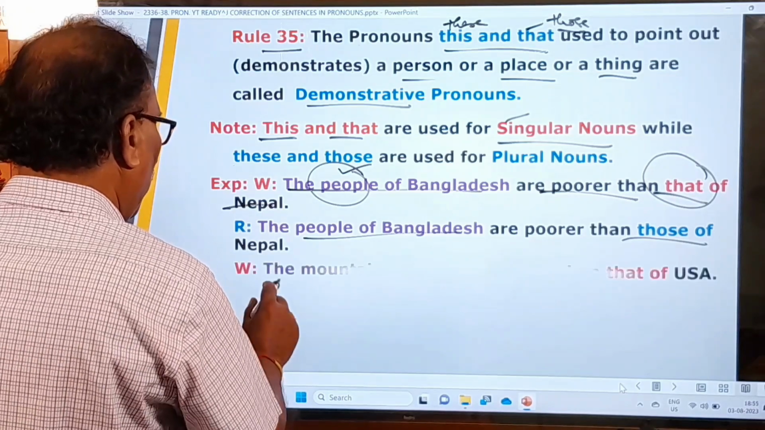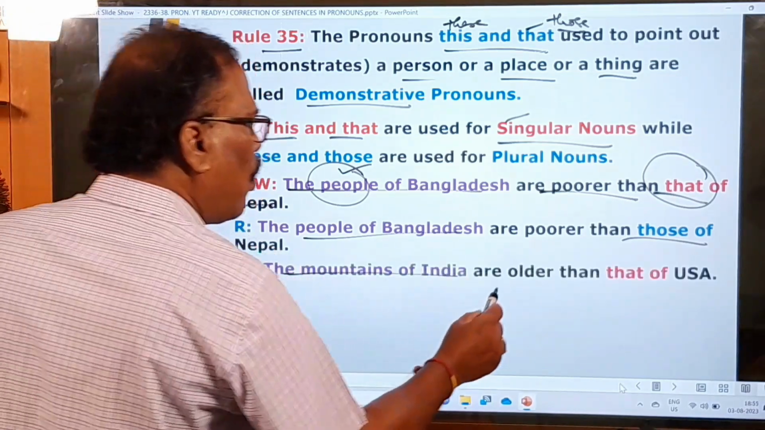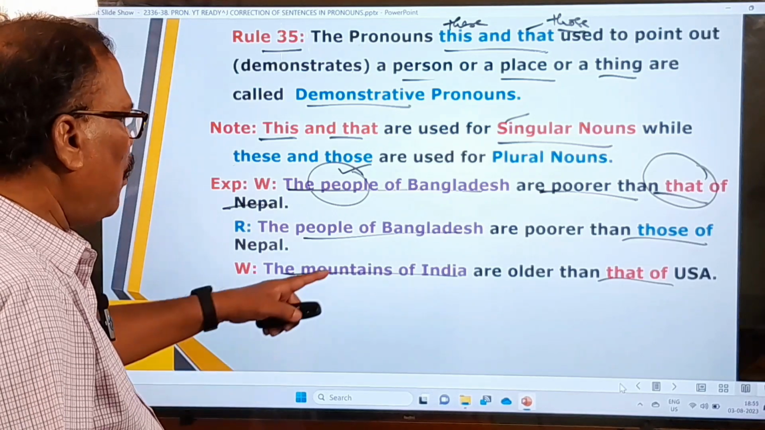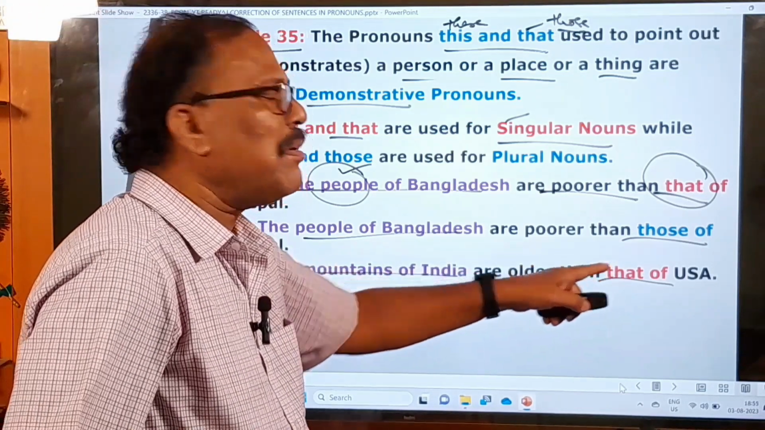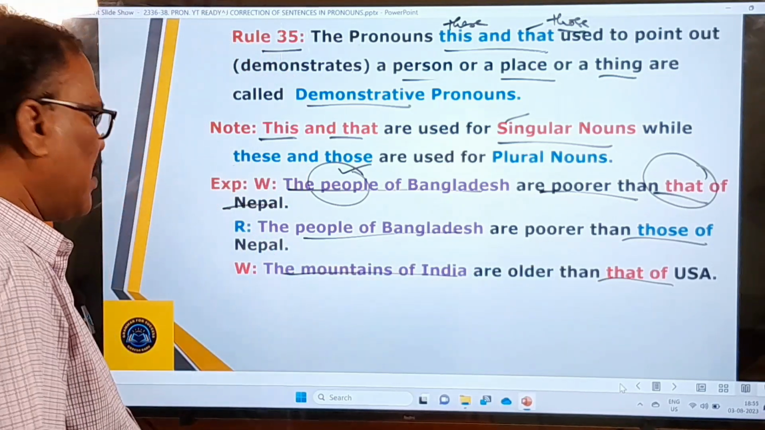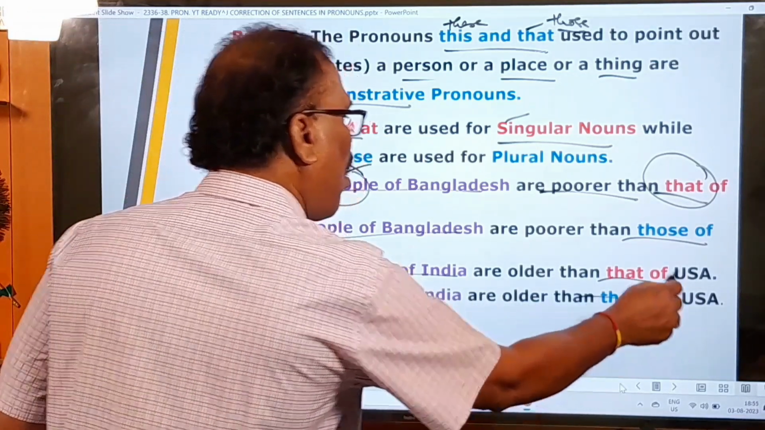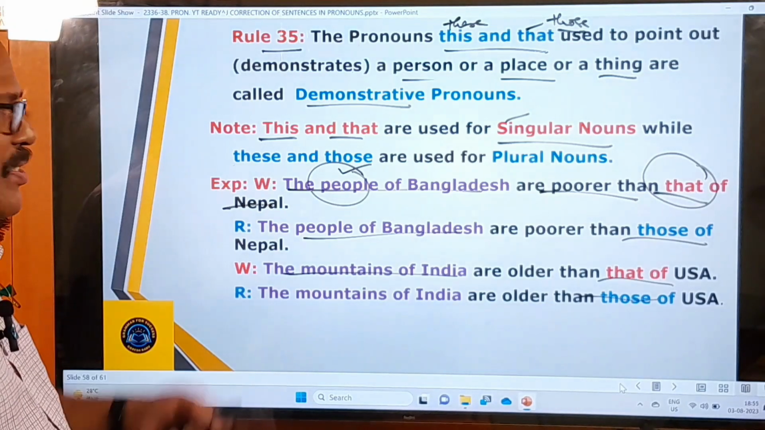The mountains of India are older than that of USA. The mountains of India is plural, but here the singular pronoun is used, that of USA. No, you should not say that. The mountains of India are older than those of USA. It's like that.